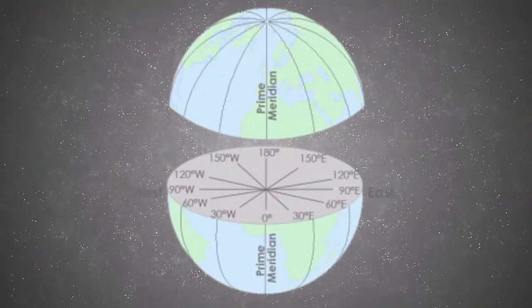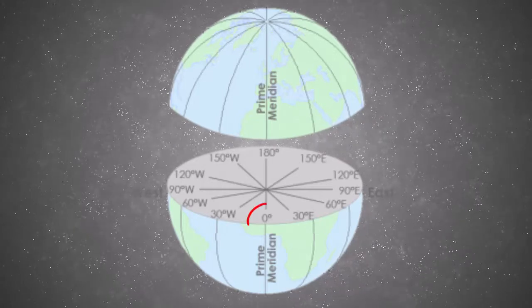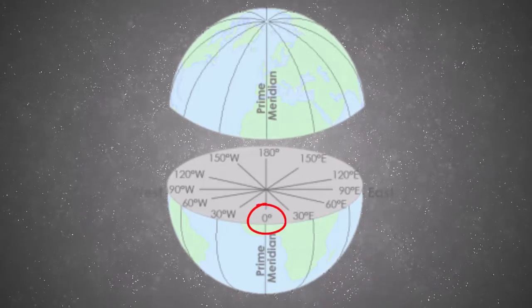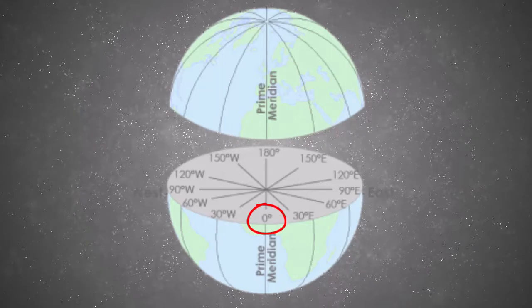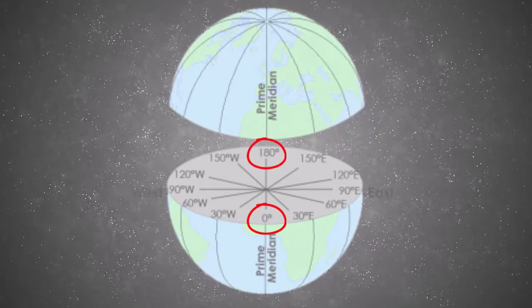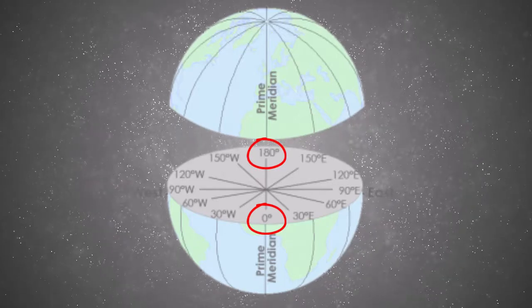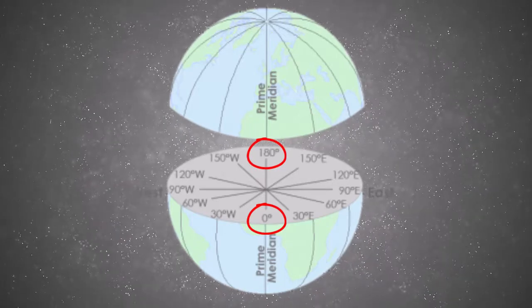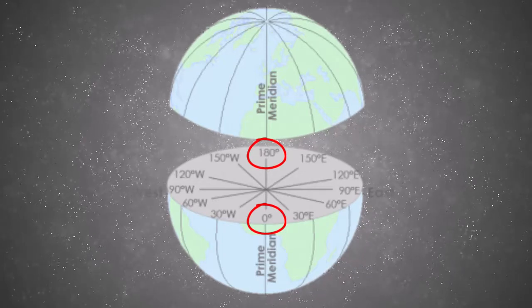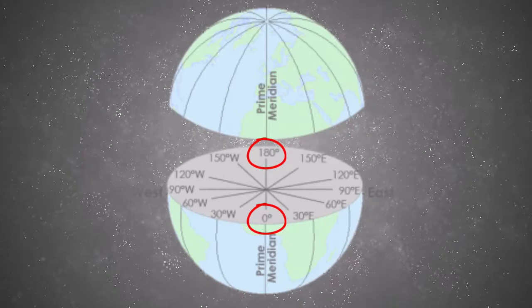Now, similar to the parallels, the meridians are also measured by degrees, starting with 0 degrees at the prime meridian. The meridians, however, are measured anywhere between 0 degrees and 180 degrees, which is the meridian on the other side of the prime meridian. So, similar way of measuring, but different number scales because longitude and latitude are a little bit different.